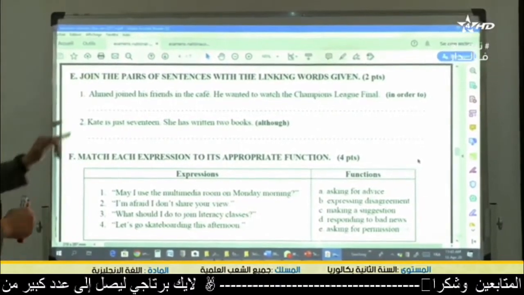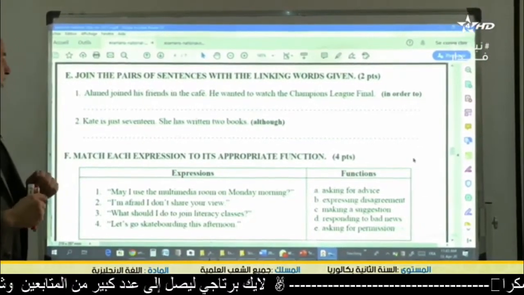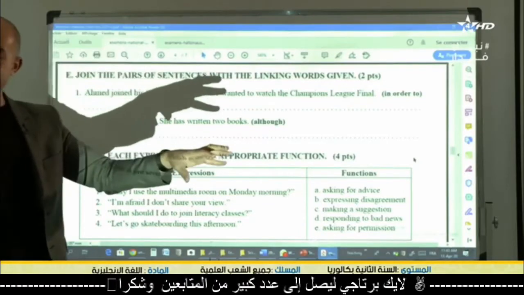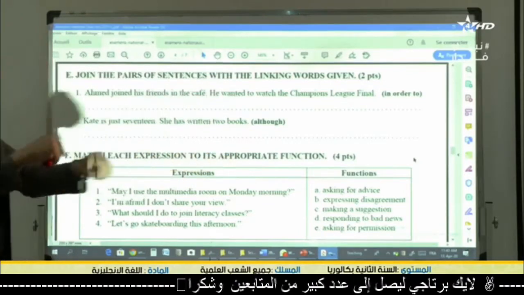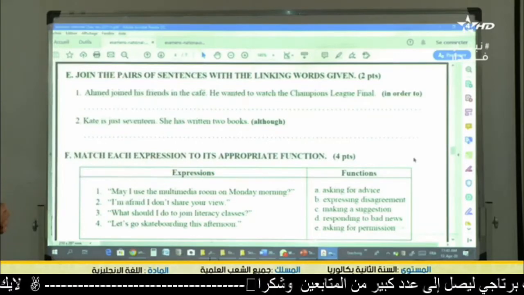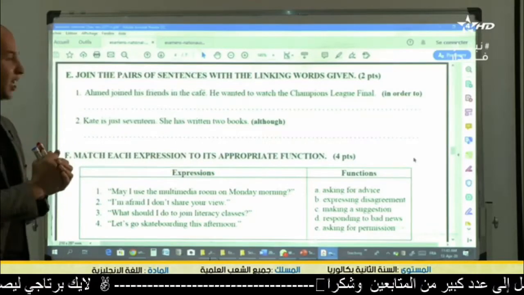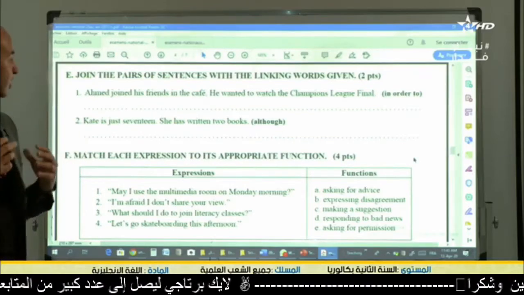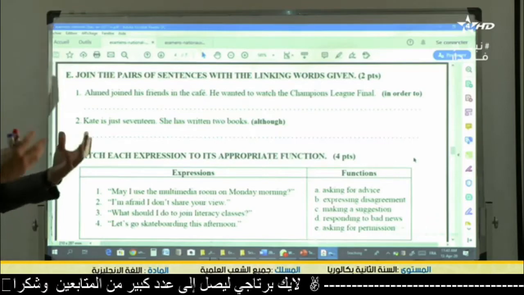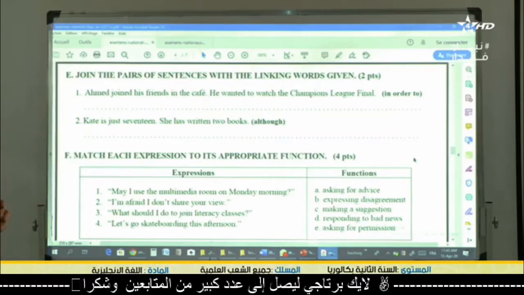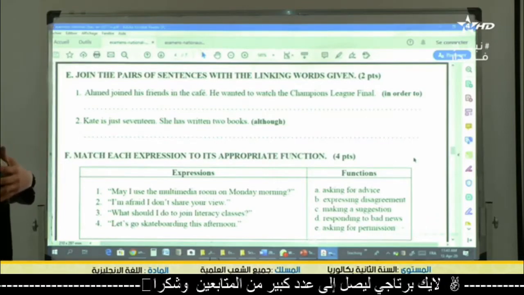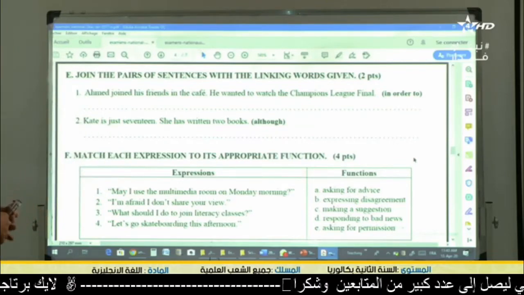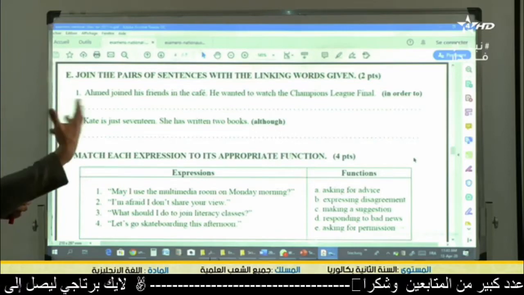So Ahmed joined his friends in the cafe. So his friends were in the cafe and he joined them. He joined his friends in the cafe. Why? He wanted, what's his objective? He wanted to watch the Champions League final. So Ahmed wanted to watch the Champions League final, and what did he do? He joined his friends. So what is the objective here? What is his objective? What is the goal, the purpose here?